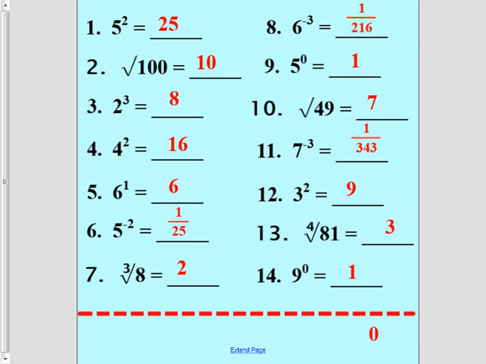All right, now that you've had a chance to do them, check and see if you've got these right. Now, if you've gotten these right, you are pretty well on your way to understanding all about exponents and roots. Excellent job.